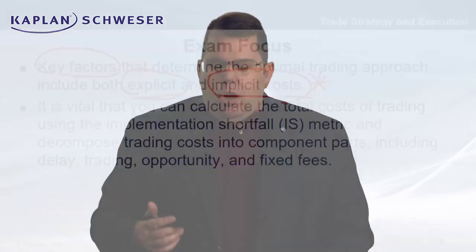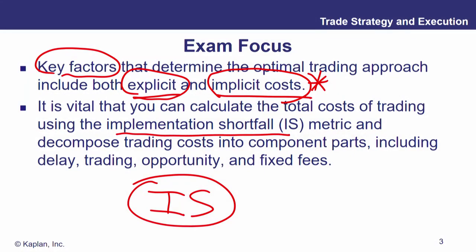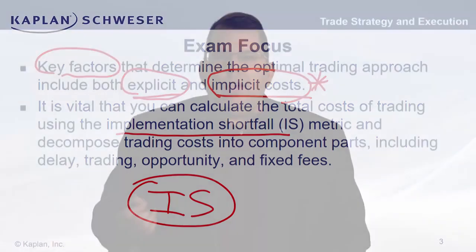Okay, so what is this section all about? What is today's reading all about? It's implementation shortfall. When you go back and look at previous exams, and again, I expect you to go back and look at previous exams, you'll see very quickly that there are so many questions on implementation shortfall. This is by far the number one topic in the trade strategy and execution section.